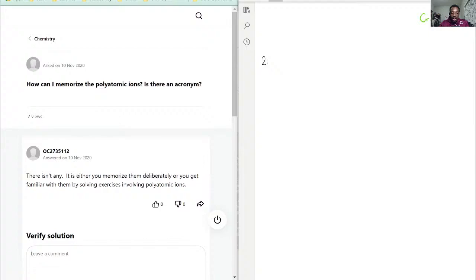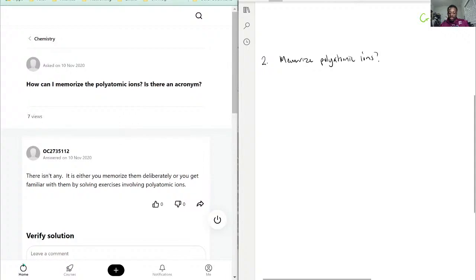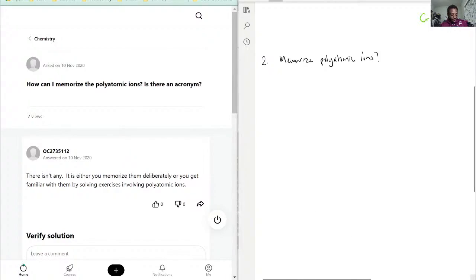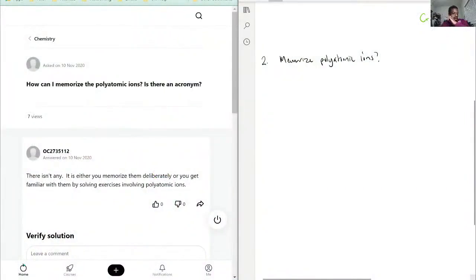Now, how can I memorize the polyatomic ions? So, this is definitely a great question as well. Just give me a brief second here to check how we're doing. Awesome. Okay, so how can I memorize the polyatomic ions, and is there an acronym?